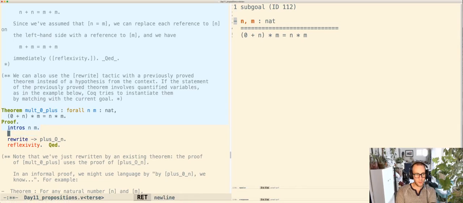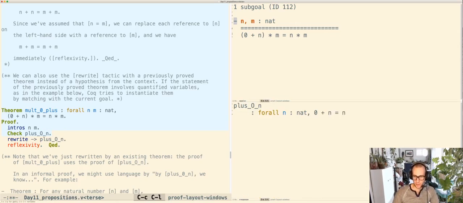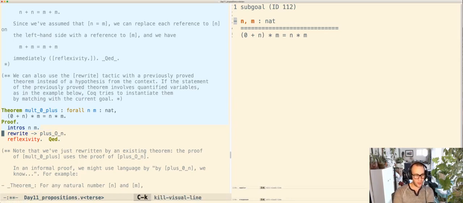Now, we've already proved a theorem, plus_O_n, that says for all natural numbers n, 0 plus n is equal to n. So we can use that theorem. Let's reference it. So rather than rewriting by some hypothesis that shows up here in our context, we're just going to rewrite by another definition. This is like calling a function, right? It's just saying, well, look, I already figured this out. Let's just do it again. We saw this with and_intro before also. So when we rewrite by it from left to right, the 0 plus n turns into n.